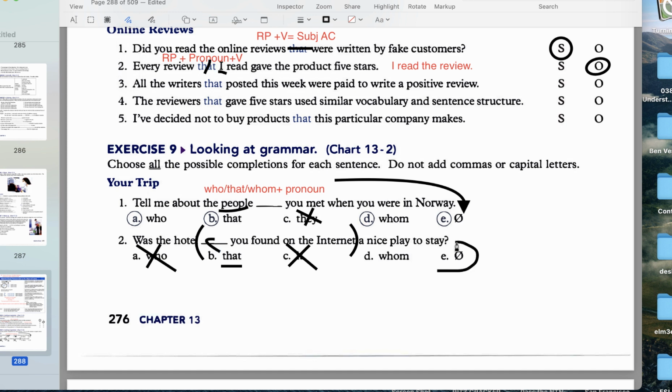Guess what we get to do? And since it's object, we can't use whom. It is an object and we can use whom for objects, but only if they're people. So whom only goes for people, so we get to cross out whom. So we're left with, yes, we can delete it, and yes, we can use the pronoun that, because the pronoun that can represent things, right? But who or whom cannot.